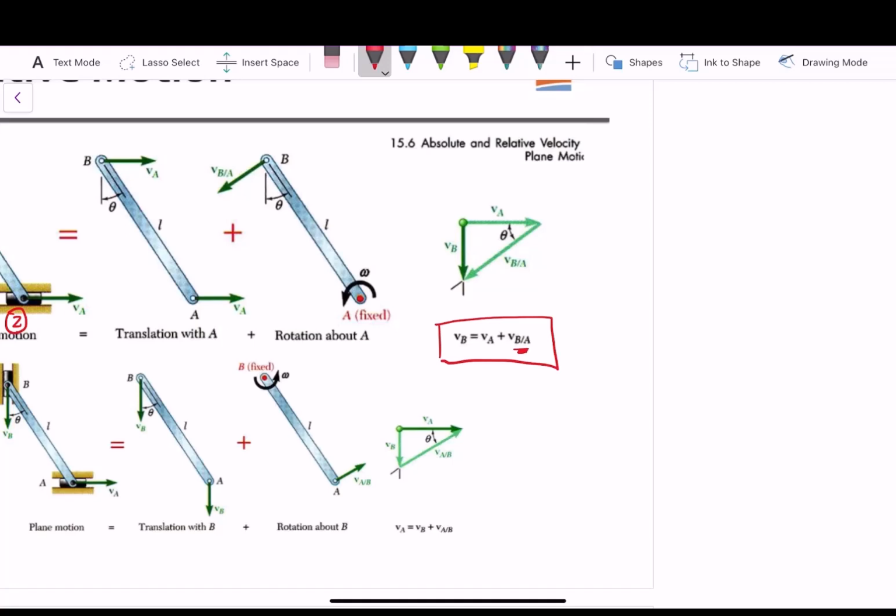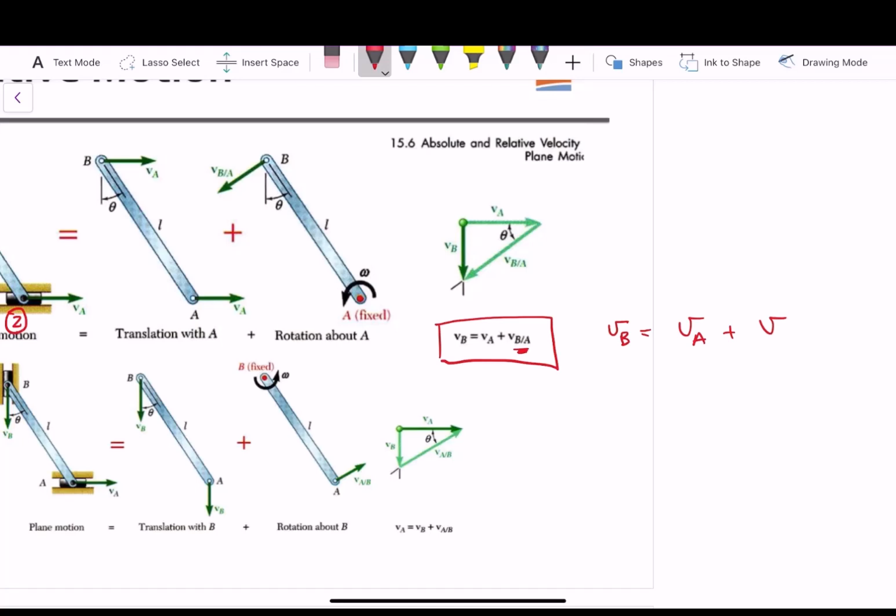A really easy way to look at this is that I want to solve for VB. So I'm going to set that equal to the other velocity that we're looking at, which is VA, and I need to add it to some sort of relative velocity. How do I know if my subscripts are correct?